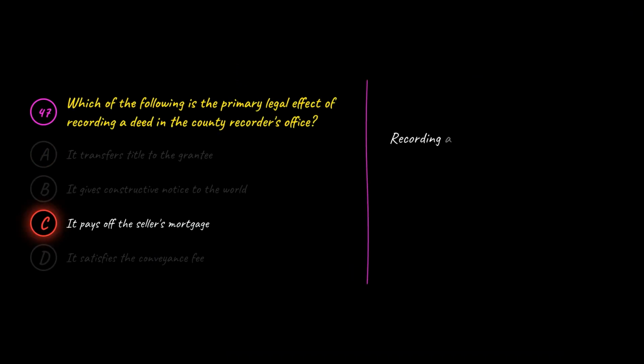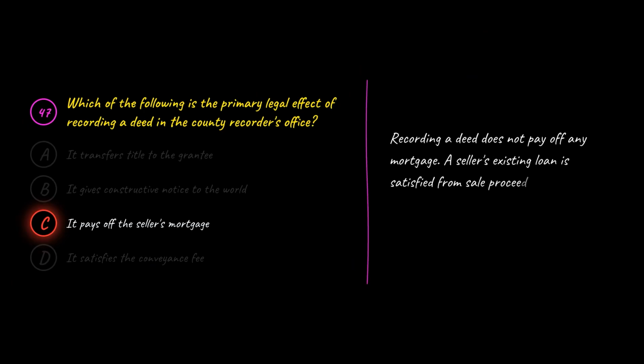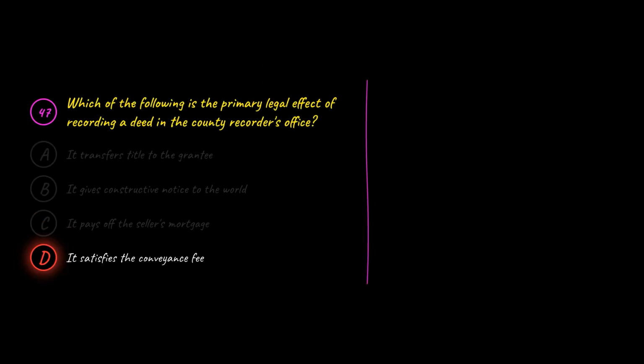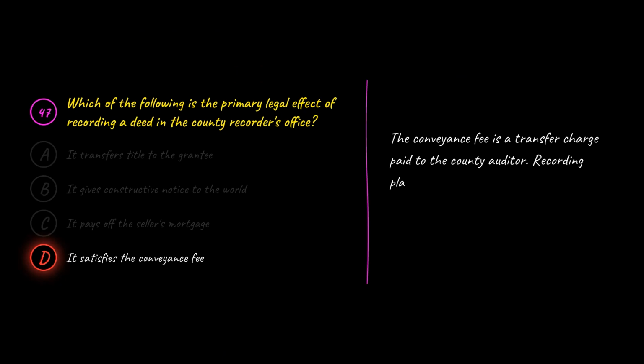C is wrong because recording a deed does not pay off any mortgage. A seller's existing loan is satisfied from sale proceeds and released by a separate recorded satisfaction, not by recording the deed. D is wrong because the conveyance fee is a transfer charge paid to the county auditor. Recording places the document in the public record for notice. It does not by itself satisfy that fee.